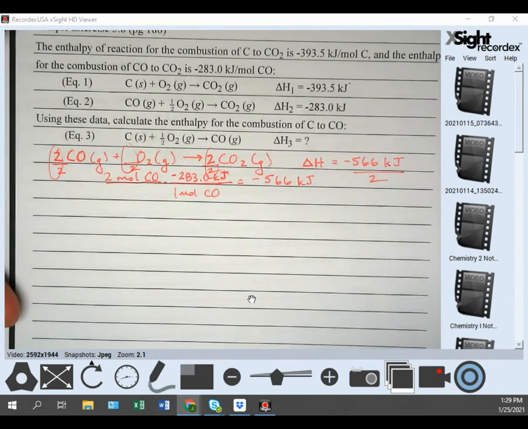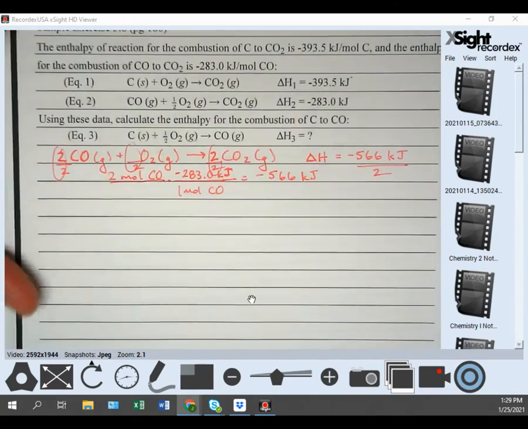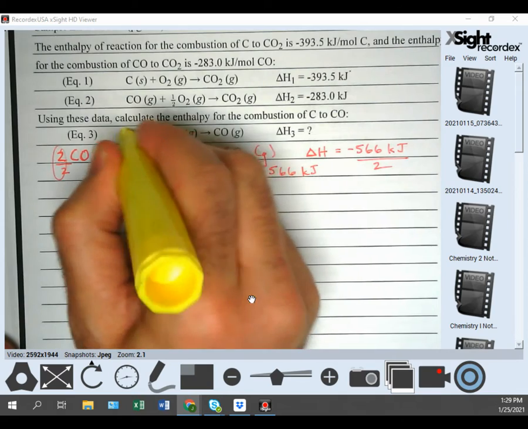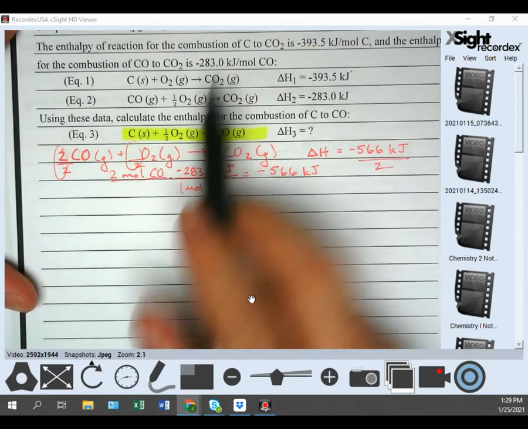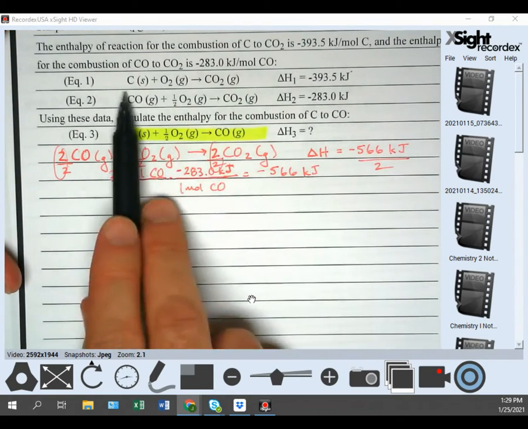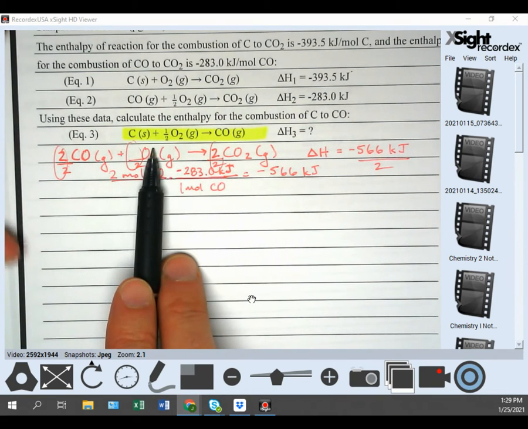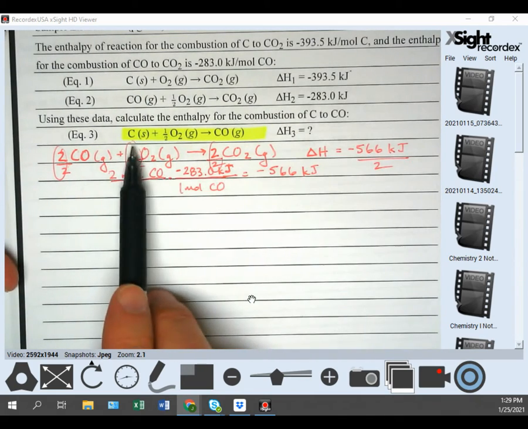All right. So what you do is you look at your goal. I'm going to highlight this. This is our goal equation. Okay. That's what we want to end up with. So you look at your goal equation and you ask yourself, what can I do with my other 2 equations to end up with this when we're done? All right, so let's look.